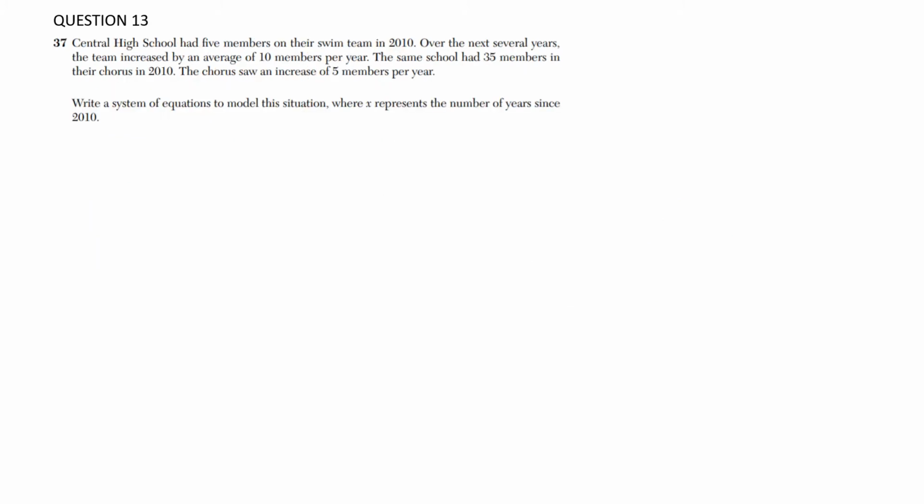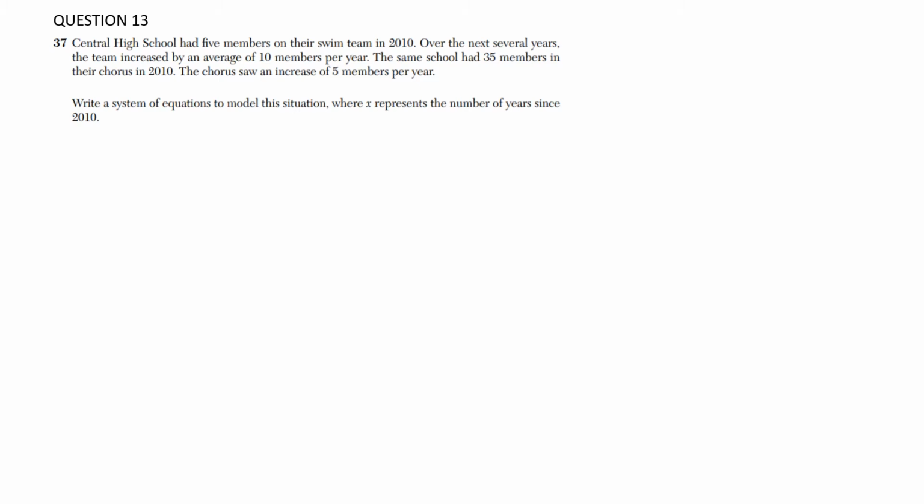So this question asks, Central High School had 5 members on their swim team in 2010. Over the next several years, the team increased by an average of 10 members per year. The same school had 35 members in their chorus in 2010, and the chorus saw an increase of 5 members per year. And then we're asked to write a system of equations to model the situation, where x represents the number of years since 2010.